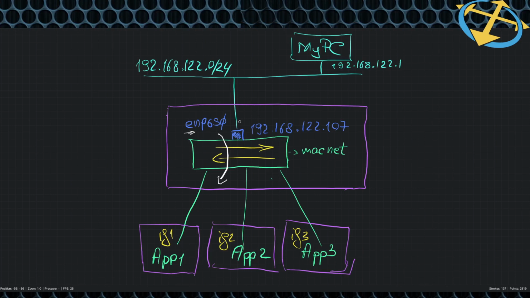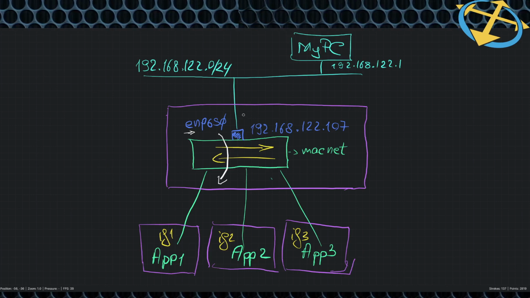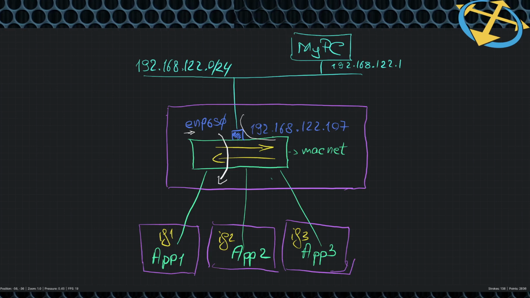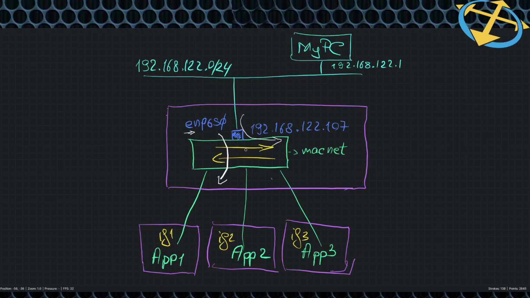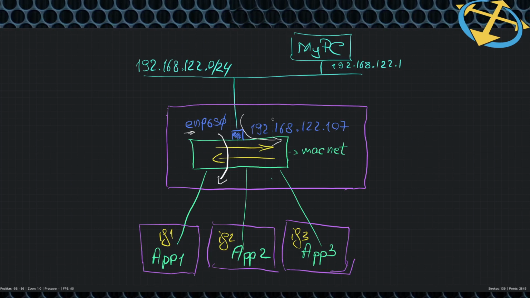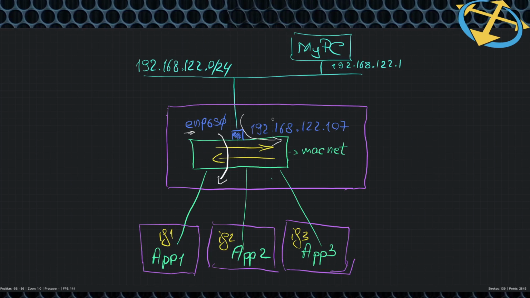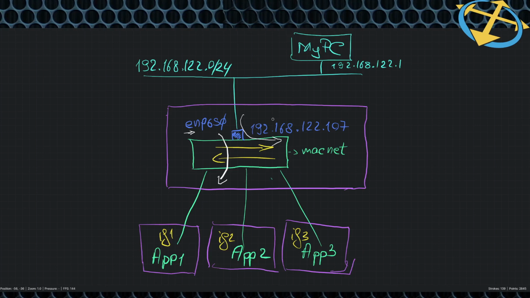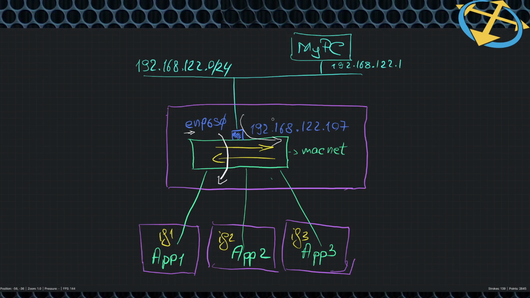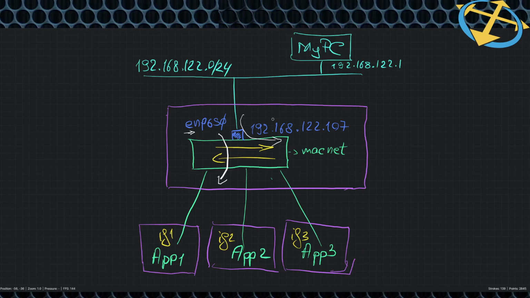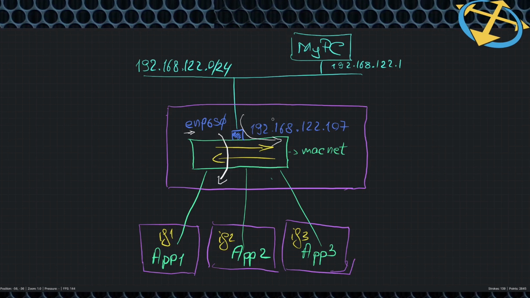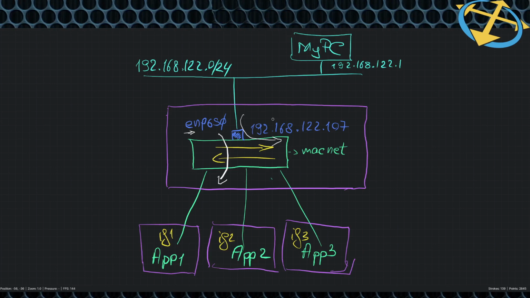If the destination MAC address is for the interface itself, it will accept also the traffic, but it will forward the traffic to the upper layers of the, let's say, default namespace for that specific interface.